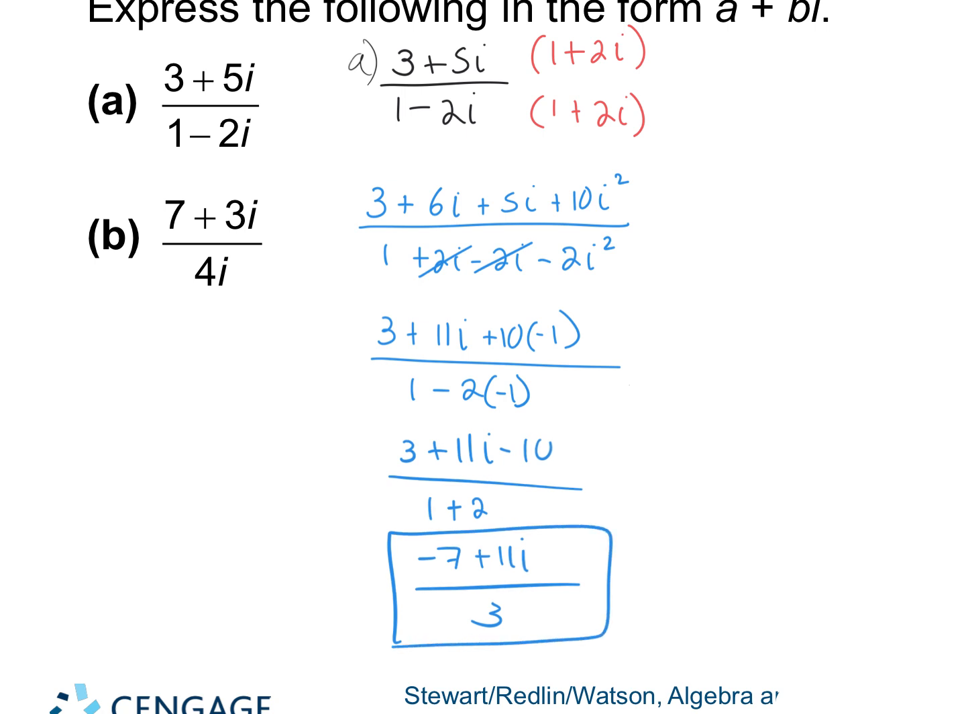We put it in the form a + bi. It just happens that we have a denominator to it. But it is in the correct form, which is standard a + bi.